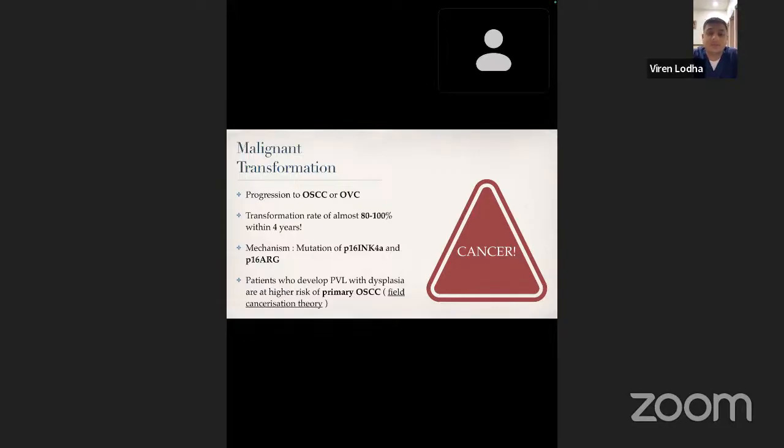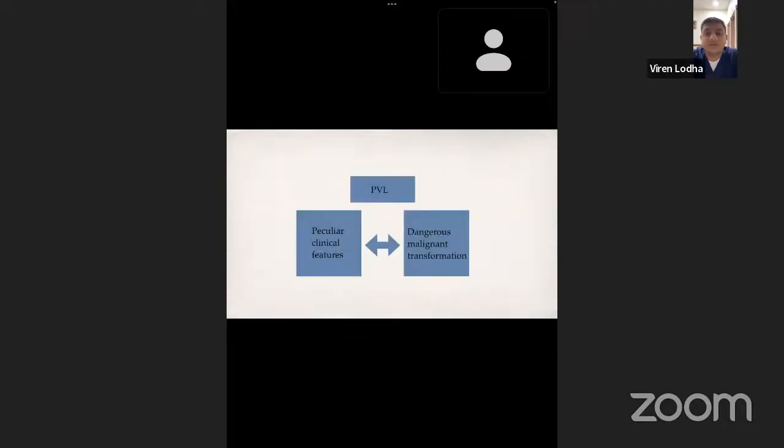And it was believed that patients who develop PVL with dysplasia are at a higher risk of developing primary OSCC, which was explained by field cancerization theory. So we see that we have a leukoplakia with peculiar clinical features and dangerous malignant transformation. Therefore, it becomes important we understand how to diagnose this.